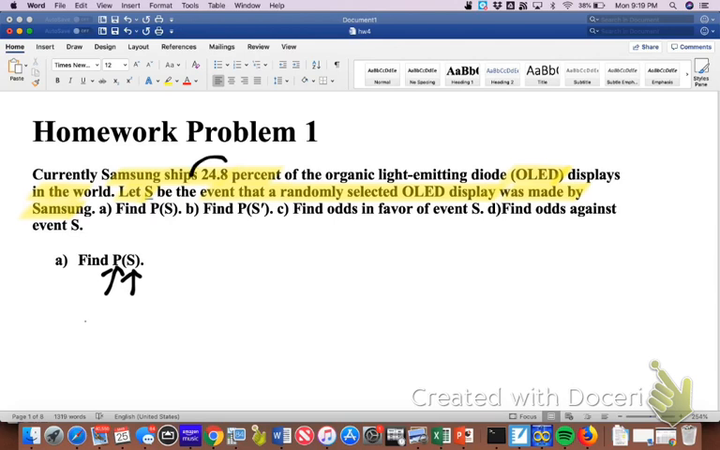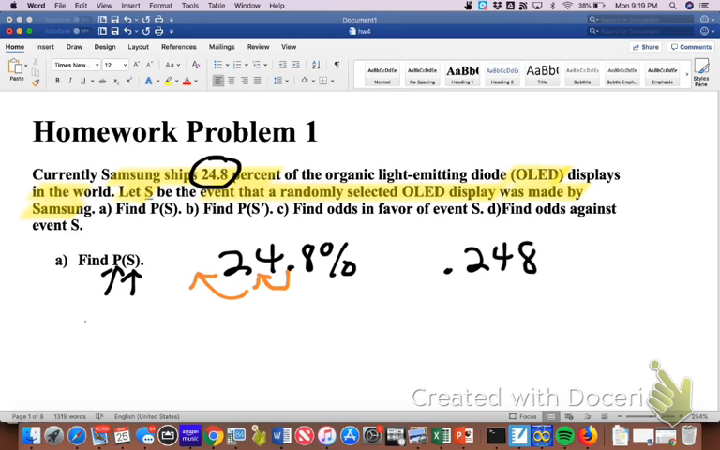So we know from the problem that the probability that it's going to be a Samsung is 24.8%. All this problem is asking you to do is convert that percent to a decimal form. So you might remember from eons ago, when you might have learned this as a kid, that to convert a percent to a decimal, you simply move the decimal place 2 places to the left. So the probability of choosing a Samsung, P of S, is going to be 0.248.